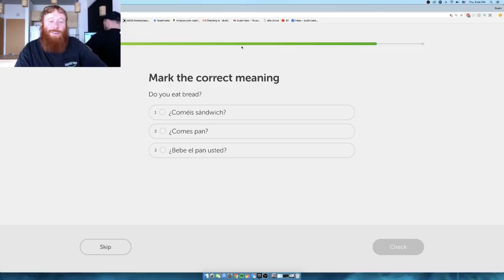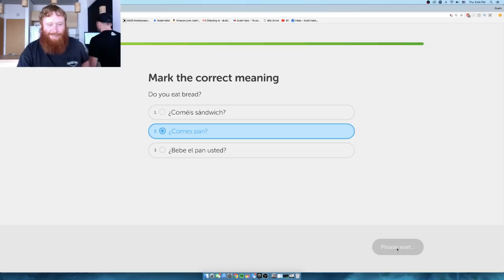Okay, mark the correct meaning. Do you eat bread? So comes sandwich would be like sandwich, not bread. So if it's asking us, it'd be number 2 then. That's correct. This is pretty easy, actually.